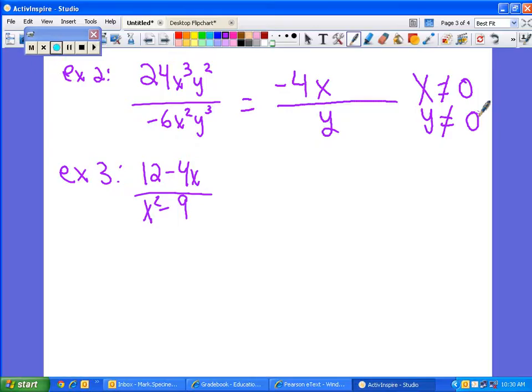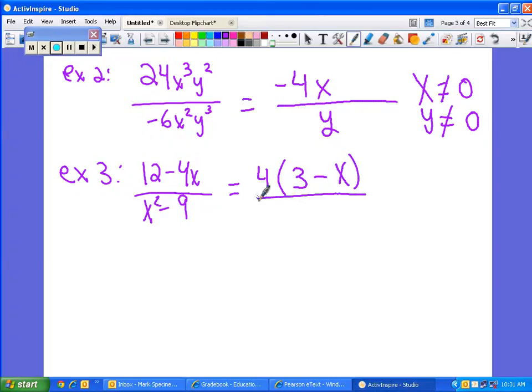Okay, so what's the GCF of 12 and negative 4? 4. Good. So I'm going to factor out a 4. So what does that leave me with? 12 divided by 4 is 3. Bring over my sign. And then 4 divided by 4 leaves me 1. And then I have this leftover x. So I have 3 minus x.